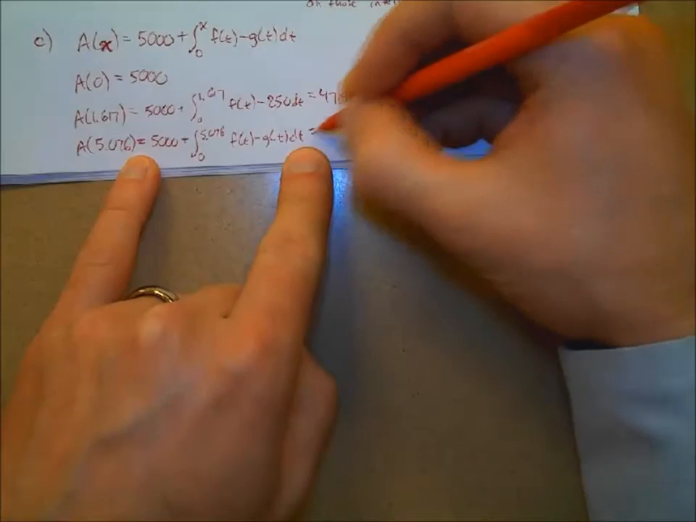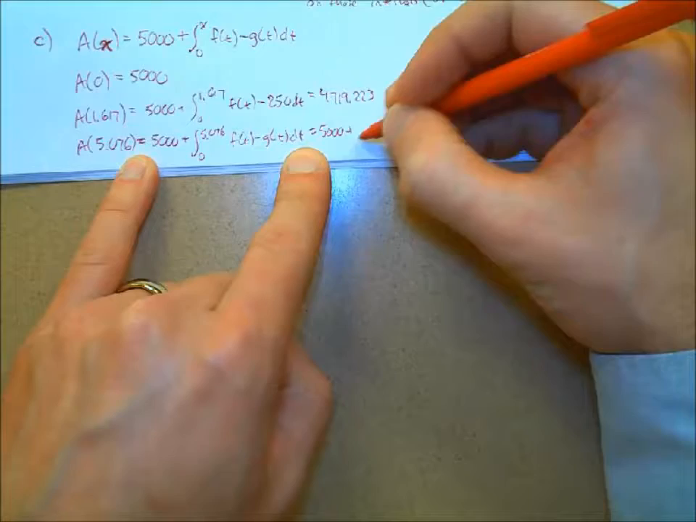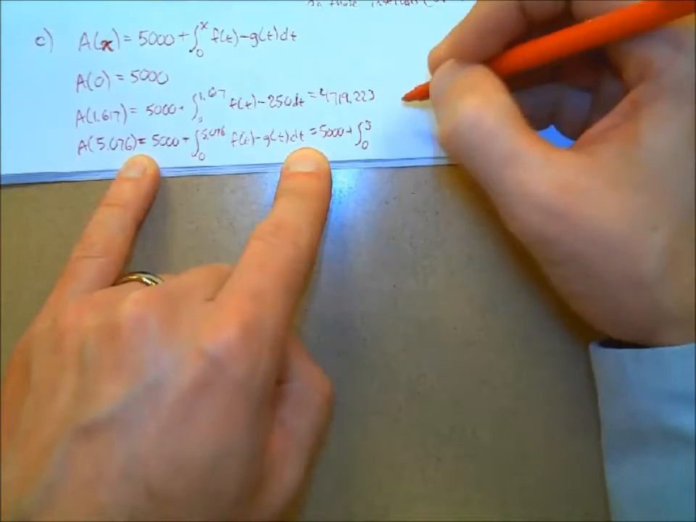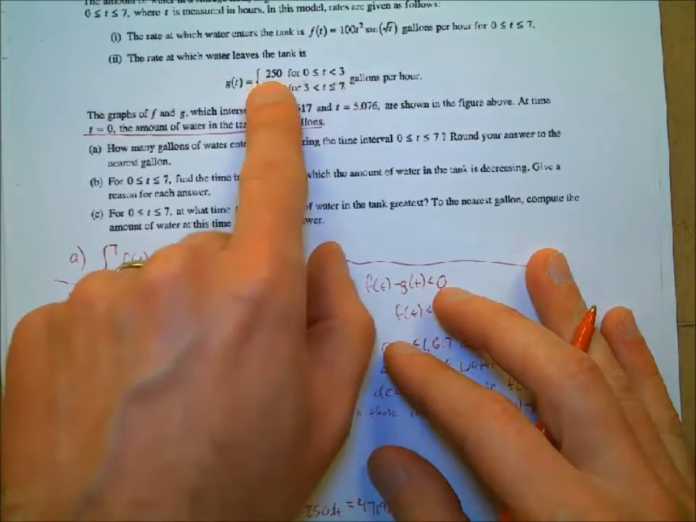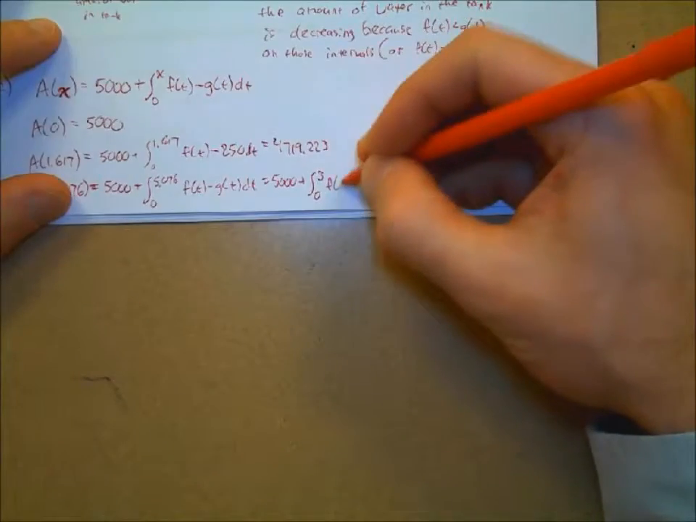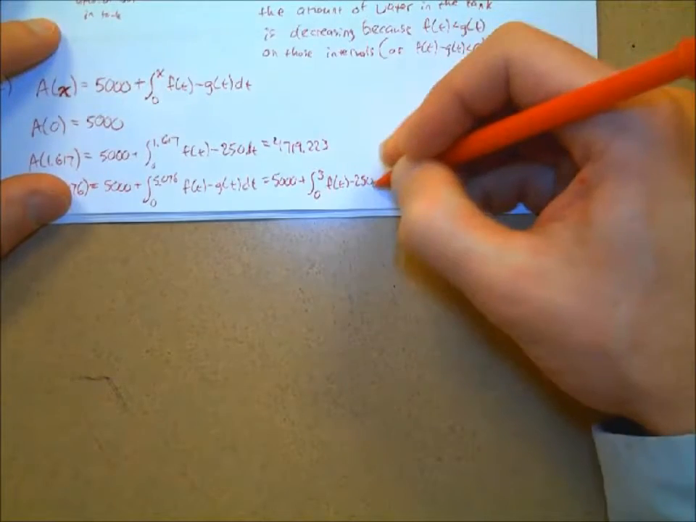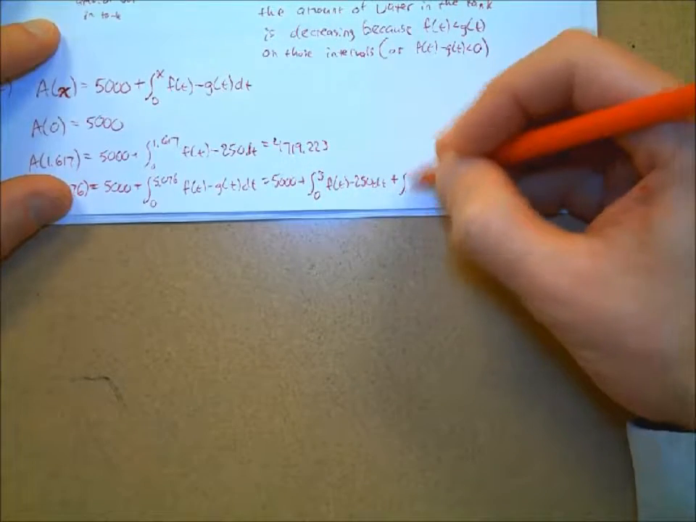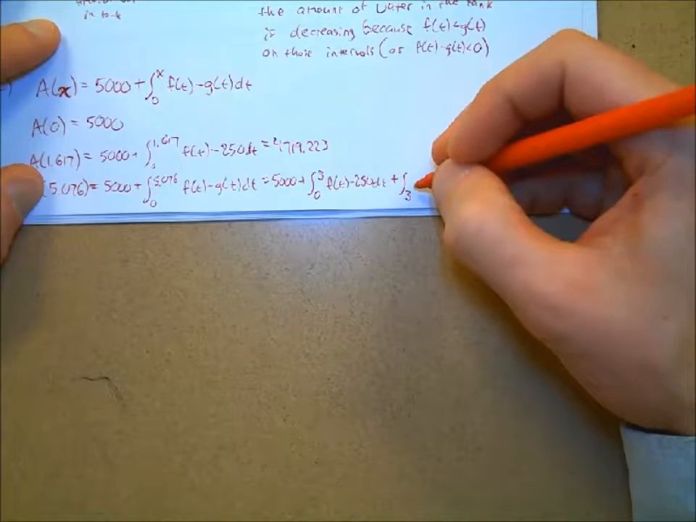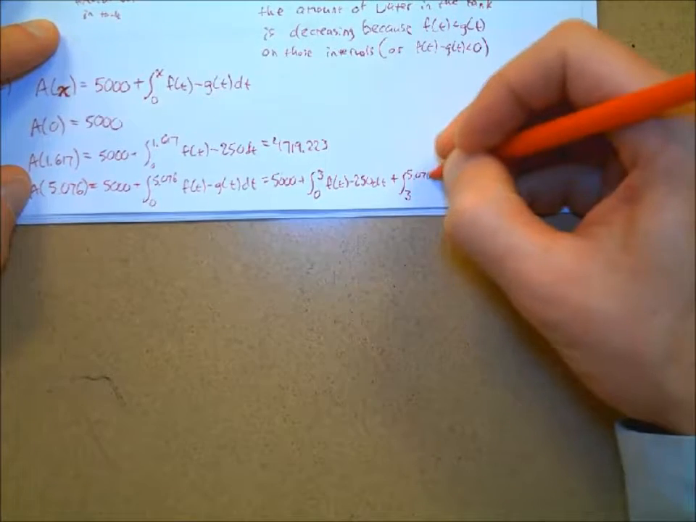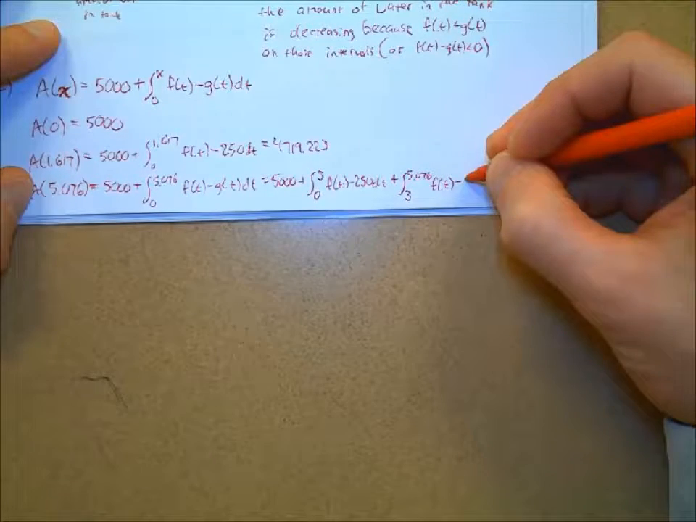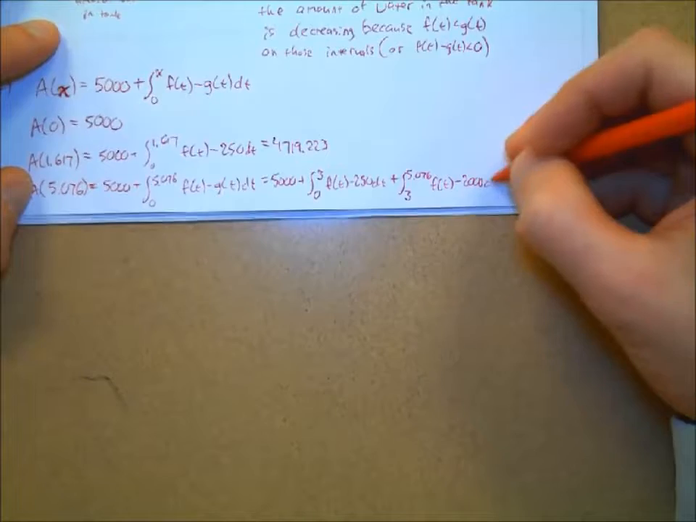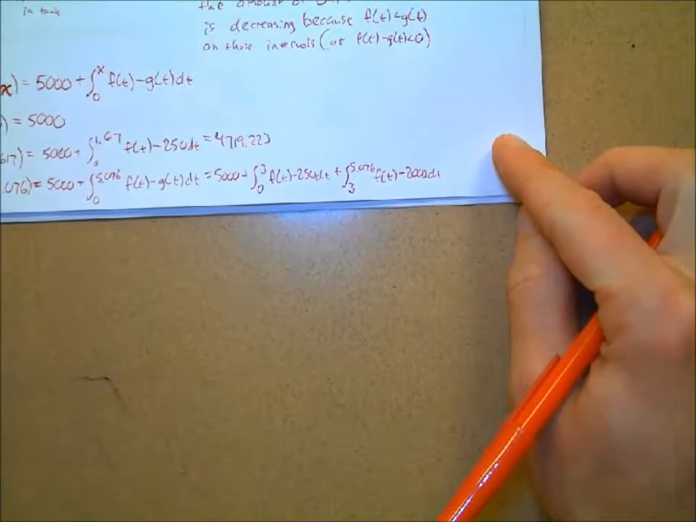Right, exactly right. So this is going to become 5,000 plus the integral from 0 to 3. We're using 0 to 3 because Matthias quickly identified that's going to be the complete interval for the 250, which will then be f of t minus 250 dt. And then we're going to add to that the integral from 3, as Matthias said, to 5.076 of f of t, not minus 250, but now minus what? 2,000, because that's the interval we're on there. I'm kind of running out of space, but there it is.